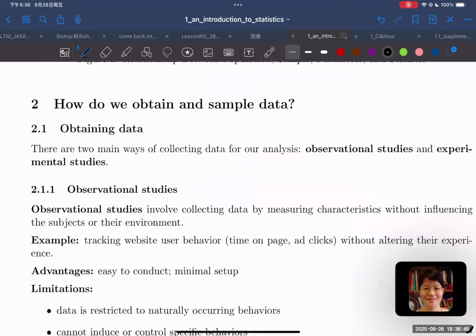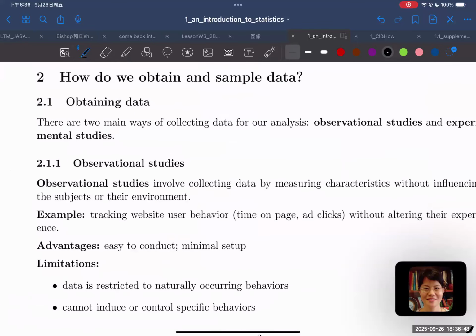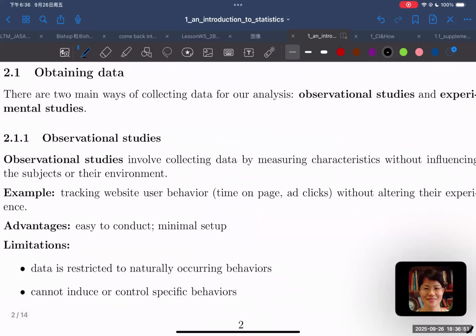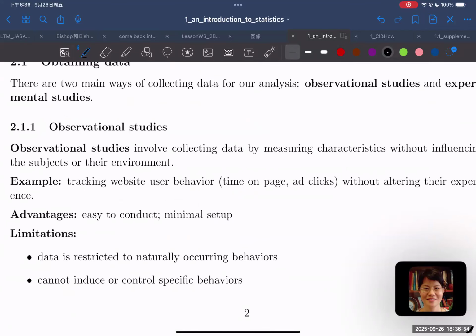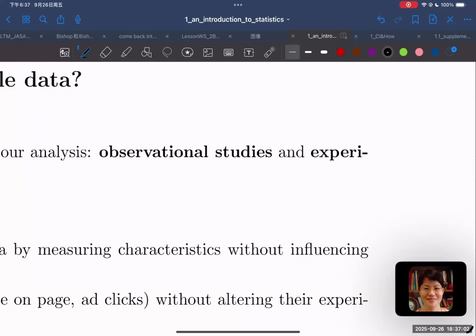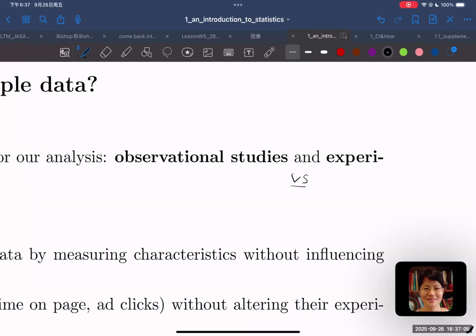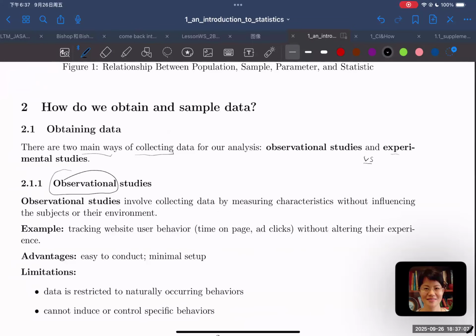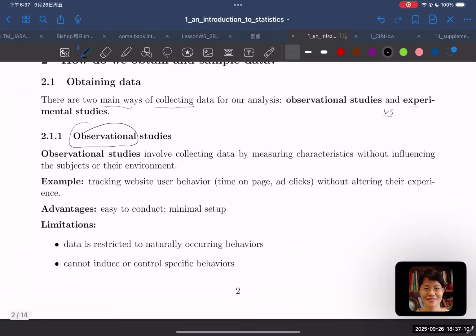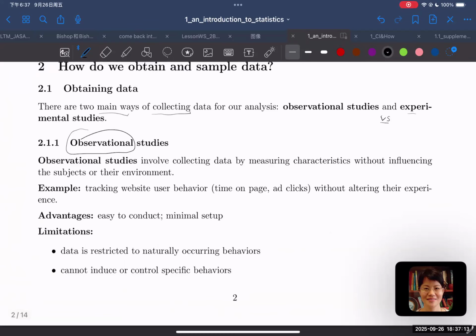Okay, so number two, how do we obtain sample data? So here we actually have two ways to collect data. So two ways to collect data. The first one, observational study. For observational study, the opposite one would be what? Would be experimental studies. So here, if you compare these two, observational, that means you observe, you collect, right? So this one just means collecting data by measuring characteristics without influencing the subjects or their environment.